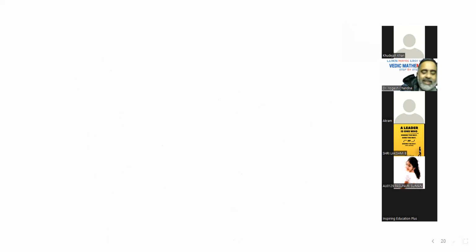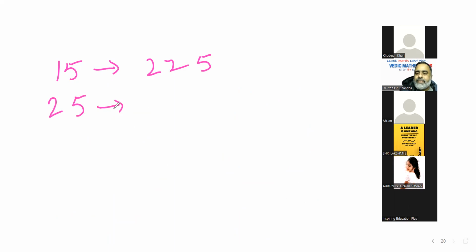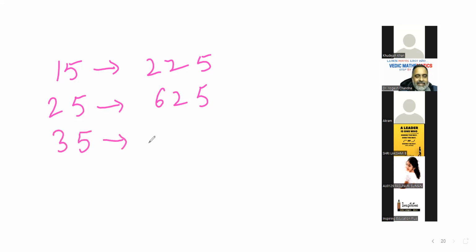So now, what is 15 square? 225, because now we know A is 1. So 1 into 2 is 2, and 5 square is always 25. So what is 25 square? 625. All practice. It is your practice. If you will not speak, I will not be able to help. You have to practice. 35 square? 1225. 45 square? 2025.